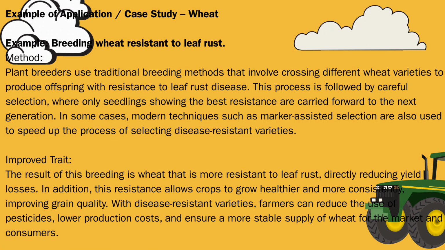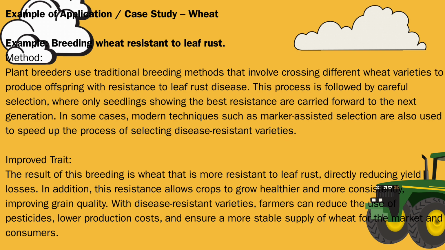Method. Plant breeders use traditional breeding methods that involve crossing different wheat varieties to produce offspring with resistance to leaf rust disease. This process is followed by careful selection, where only seedlings showing the best resistance are carried forward to the next generation. In some cases, modern techniques such as marker-assisted selection are also used to speed up the process of selecting disease-resistant varieties. Improved trait.